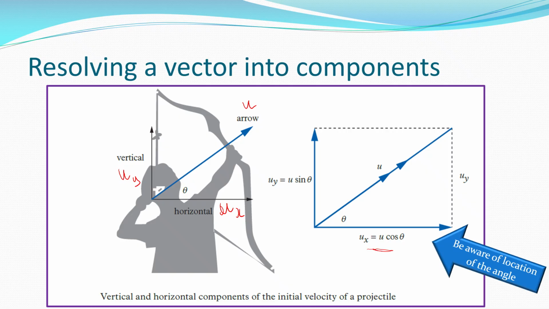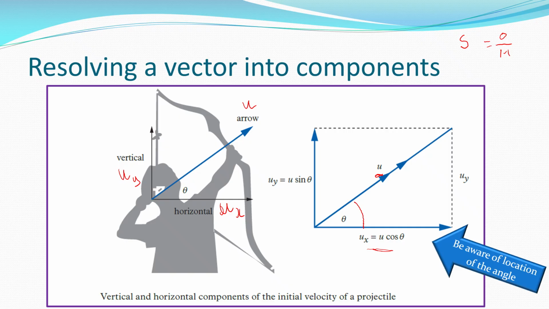So how do we do that? We have some angle that it's going at. We have an initial velocity. If you think back to your middle school maths about your trigonometric ratios, sine is opposite over hypotenuse. So sine of an angle is opposite over hypotenuse.